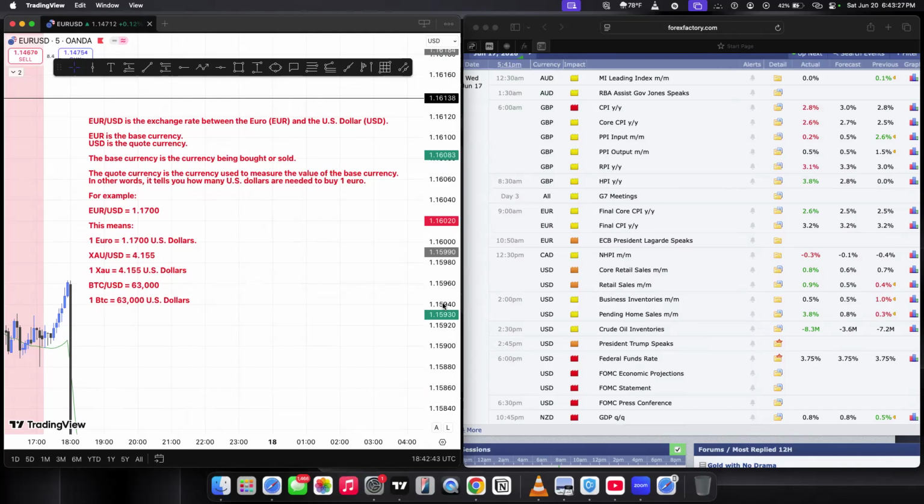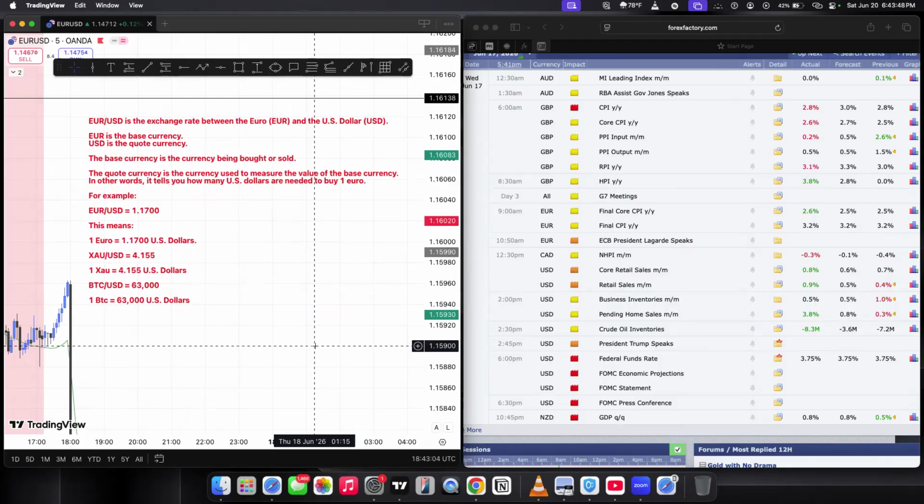Okay, and also positive news on the US dollar can strengthen the US dollar, increasing the probability of what? Of bearish movement. So in simple terms, if we have positive news on USD, euro has a higher probability of selling.